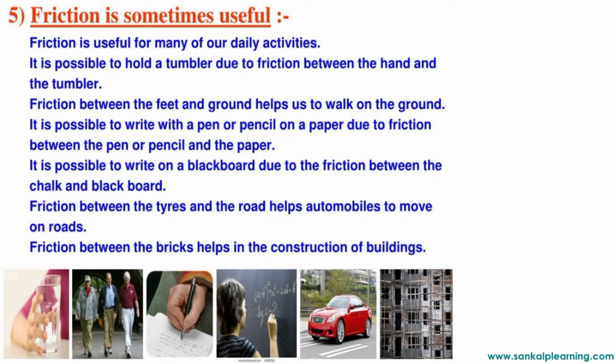How are we writing, using a pen or pencil on a paper? What makes a pen write on paper is friction. It is possible to write on a blackboard due to friction between the chalk and the blackboard. Friction between the tires and the road helps automobiles to move on the roads. If there is no friction, the automobiles wouldn't have moved on the road so easily, they would have slipped.